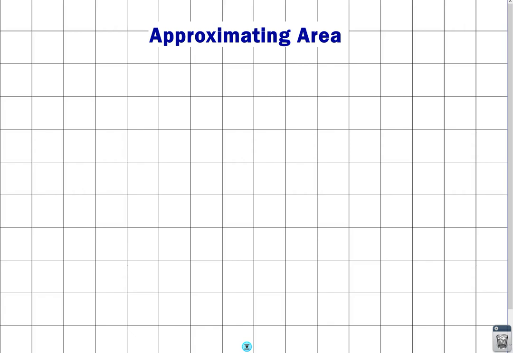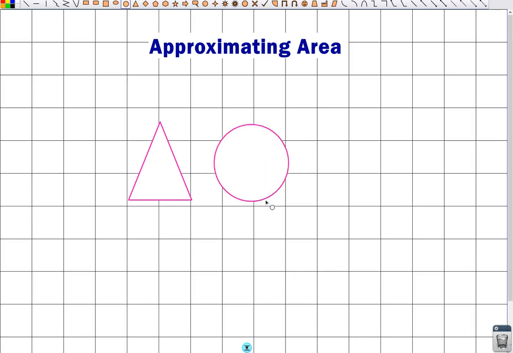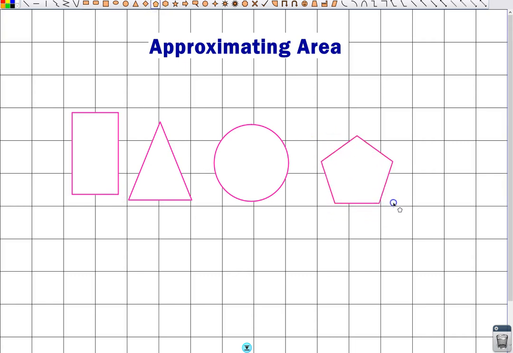So when it comes to area, we don't always have to approximate area. Sometimes when we have specific shapes, we can find the exact area. If we have formulas for finding the area of a triangle, 1/2 base times height. We have formulas for finding the area of a circle, pi r squared. We've got the area for a rectangle, and if it's a regular pentagon, 1/2 apothem times perimeter. Same thing for a hexagon.